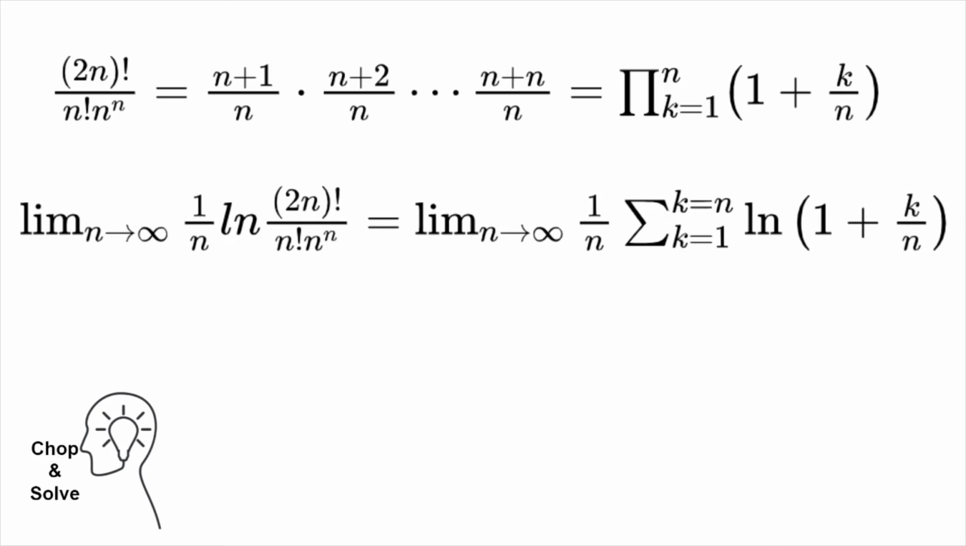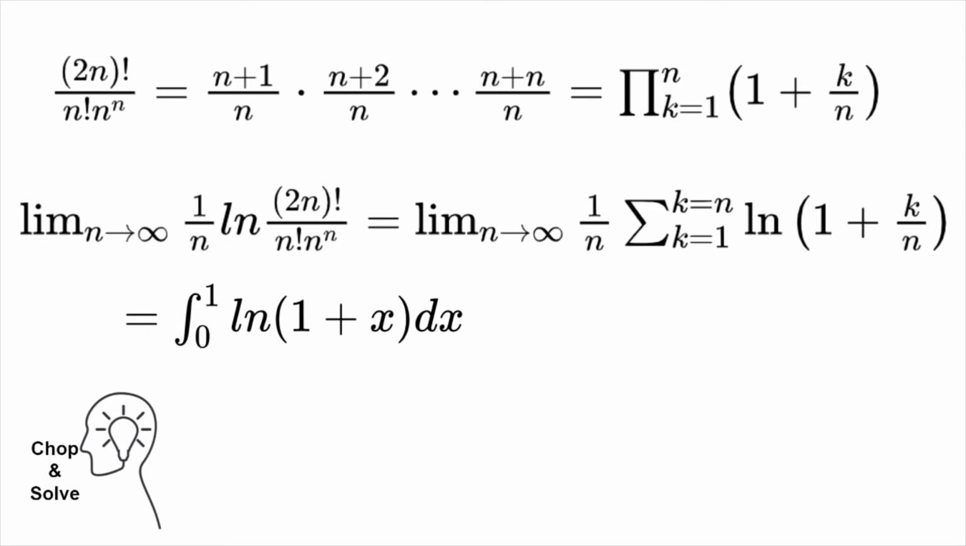And if you put the ln, then the limit as n tends to infinity of 1 by n ln of (2n factorial divided by n factorial into n to the power n) equals the limit as n tends to infinity of 1 by n times the summation over k equal to 1 up to k equal to n of ln(1 plus k by n). We have used the formula that ln ab equals ln a plus ln b, where ab is greater than 0.